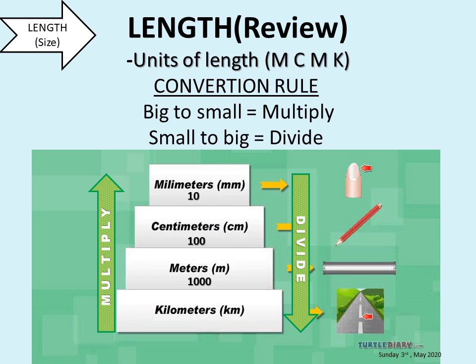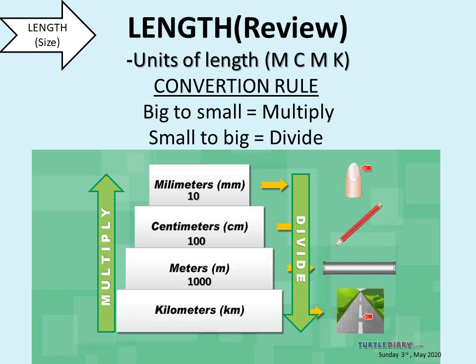The question is, how do we convert? There is a rule for conversion. When you want to convert a big unit to a small unit, you multiply. The question again is, what is a big unit? For example, between centimeter and millimeter, which one is the bigger unit? Look at the block. The bigger one is centimeters. Good job. You can see the centimeter block is bigger. Now, between kilometers and meters, which one is bigger? Kilometers. Kilometers has the bigger block.